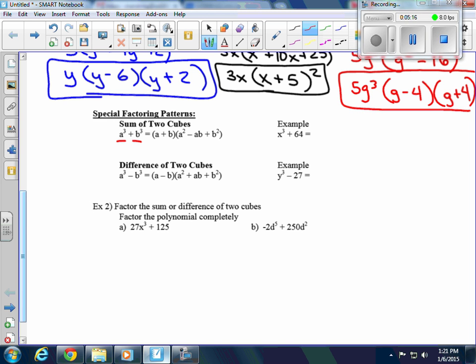So I'm always going to write it that way because then we're going to use this property: a plus b and a squared minus ab plus b squared. So if we look at x cubed plus 64, this is x cubed plus 4 cubed. So now I just write it like this. Well, I'm going to write a plus b. Well, that's x plus 4.